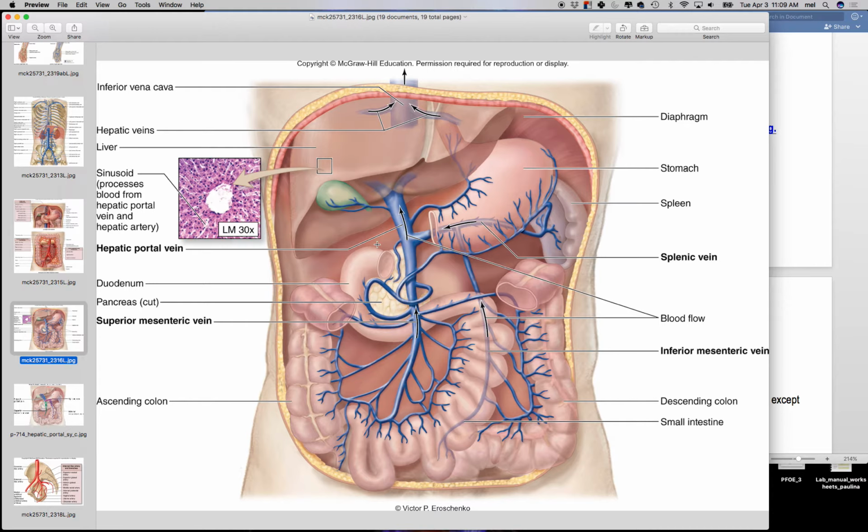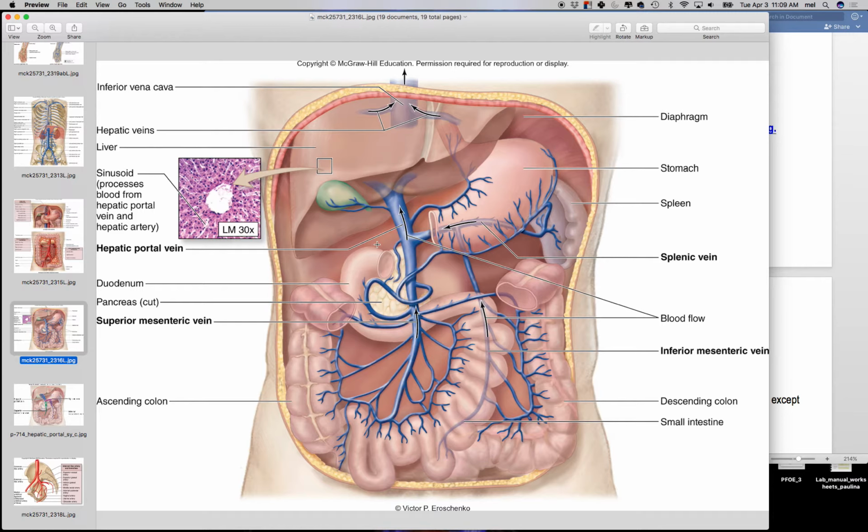Yeah, and isn't this weird? Because you don't generally deliver blood from a vein to a capillary bed, right? Generally, veins leave capillary beds, right? So this is an exception to that rule. So here's what's going to happen.